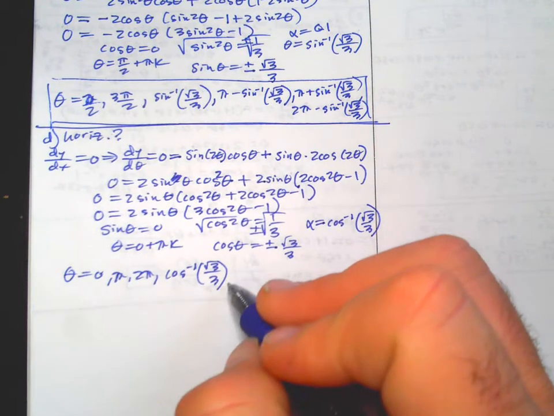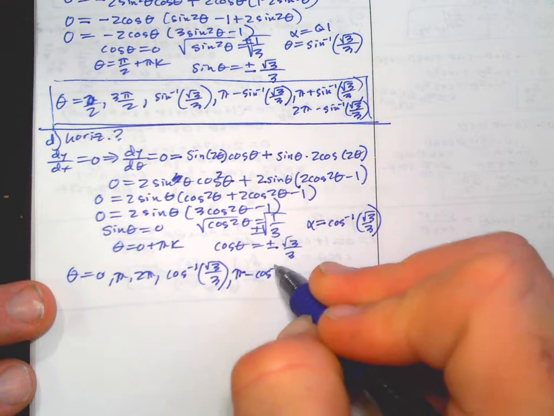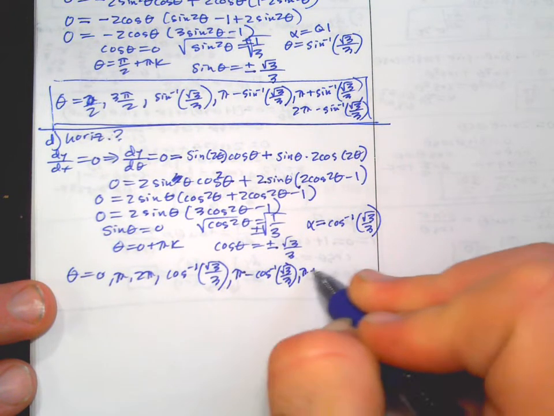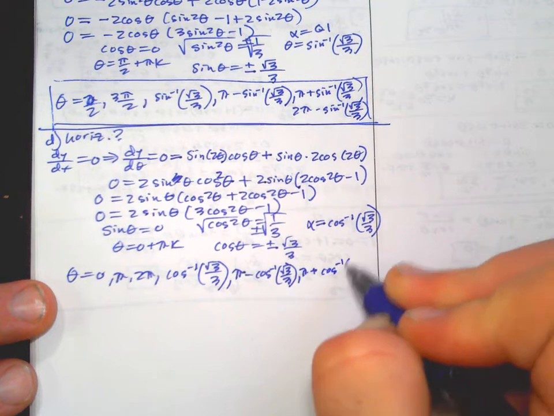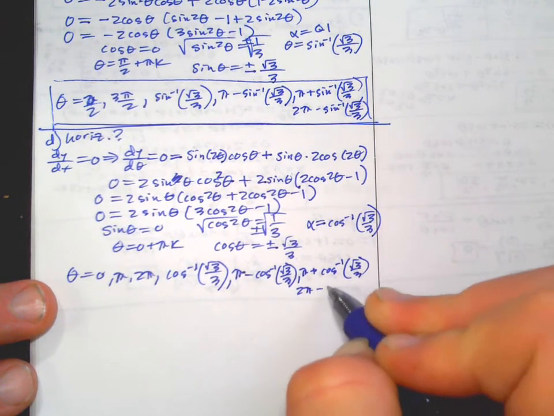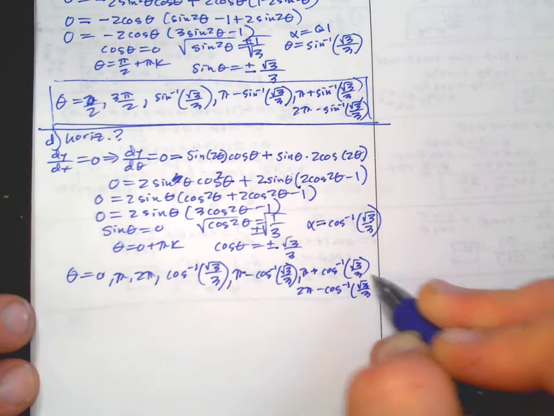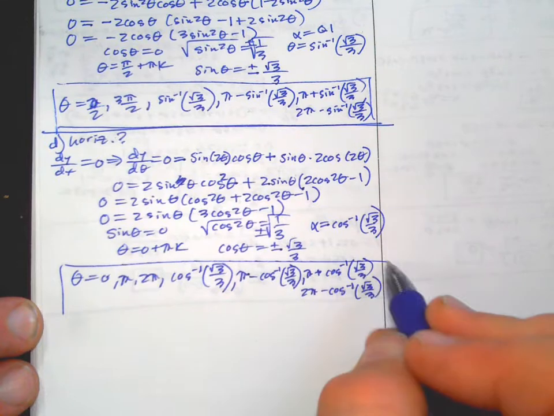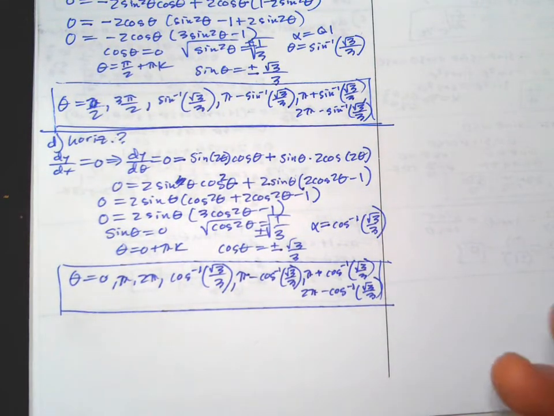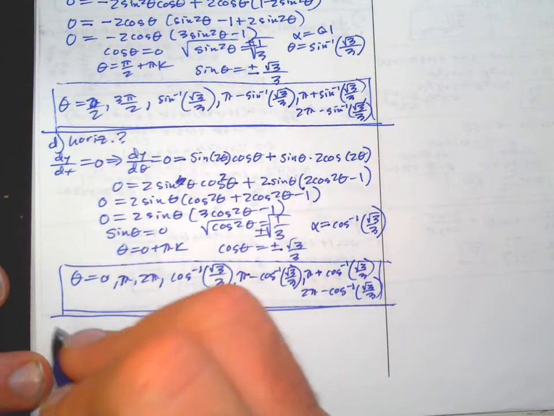Okay, that's first quadrant. Second quadrant is going to be pi minus that. Third quadrant is going to be pi plus that. Fourth quadrant is going to be 2 pi minus that. So you can use a calculator and get all these values. Decimals are ugly. Now, did any of these repeat from the last list? No. So I think we're good. We don't have to worry about any of them being indeterminate.